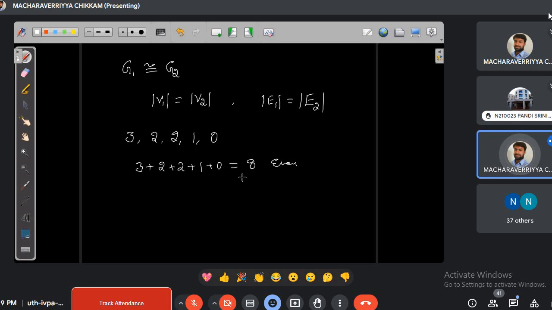Suppose if it is an odd number, then we are sure that there is no graph with these degrees with 5 vertices. Because you know the handshaking theorem, right? Using that we can easily tell the sum of the degrees of all vertices must be 2m, 2 into the number of edges.